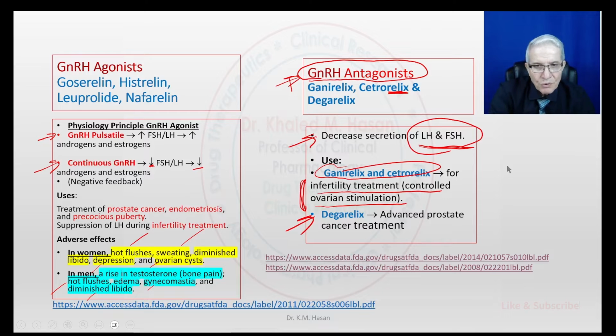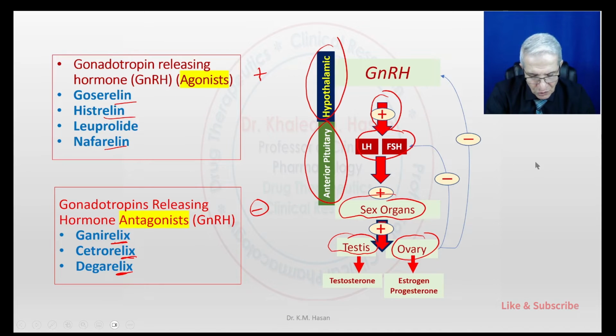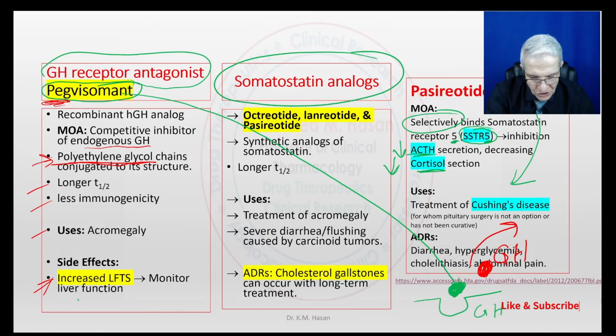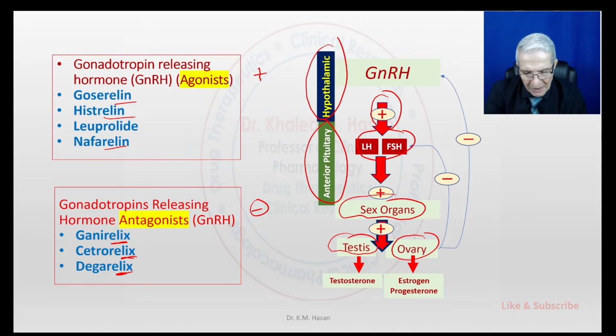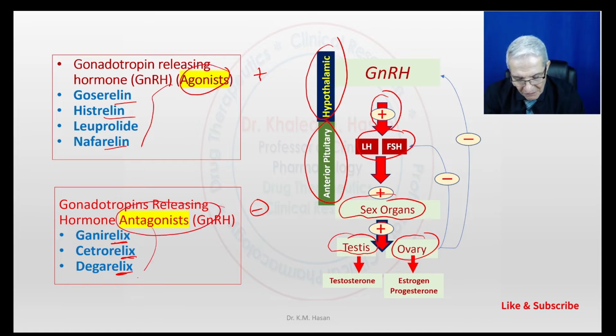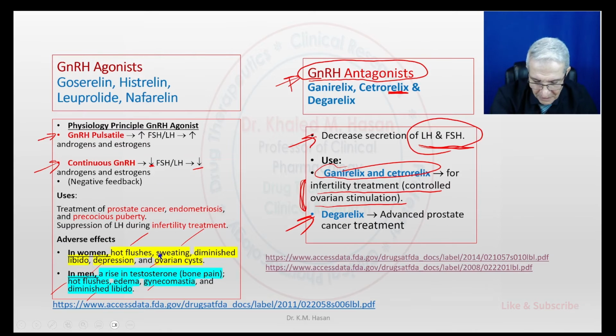Okay, so in this slide here, I will go back a little bit. We have two main groups of medication. We have agonists. We need to remember the names and the clinical use. Then we have antagonists. We need to remember the names and the clinical use for each medication. So for example, from this slide, which of the following medications belongs to the GnRH antagonist and is used for advanced prostate cancer? We have degarelix. Which of these medications belongs to the GnRH agonist and is used for patients with endometriosis? We have goserelin.